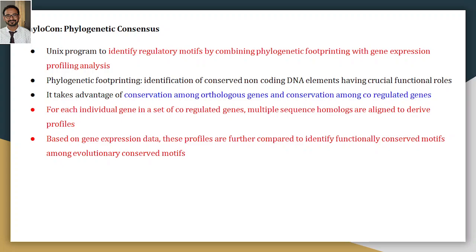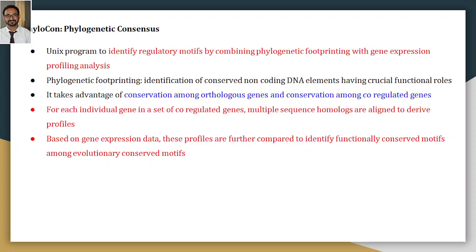Phylogenetic footprinting is the identification of conserved DNA elements having crucial functional roles. It takes advantage of conservation among the orthologous genes and conservation among the co-regulated genes. Once you have all this information, it is very easy to predict. For each individual gene in a set of co-regulated genes, multiple sequence homologs are aligned to derive profiles. Multiple sequence homologs, all of you know, is again multiple sequence alignment kind of stuff. So you can compare.